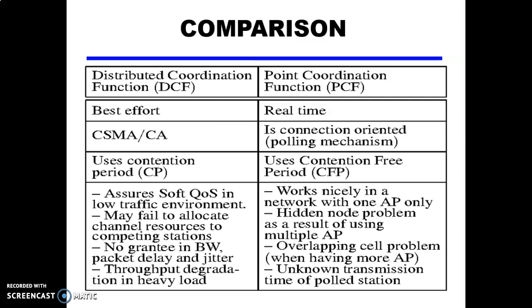DCF assures soft QoS in a lower traffic environment, may fail to allocate channel resources to competing sessions, gives no guarantee on packet delay and jitter, suffers throughput degradation under heavy load, works nicely in a network with one AP only, has a hidden node problem as a result of multiple APs, an overlapping cell problem when having more APs, and unknown transmission time of a polled station. This sums up the comparison between PCF and DCF.